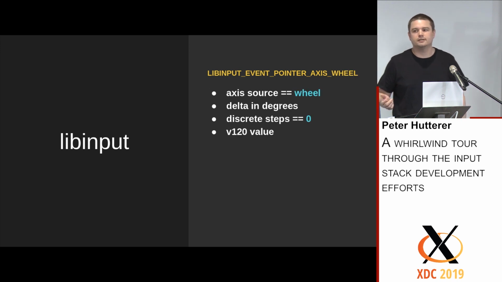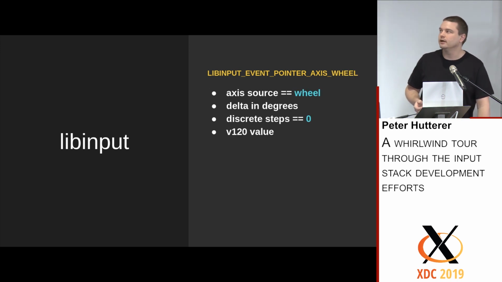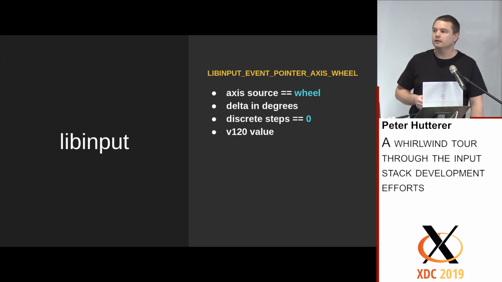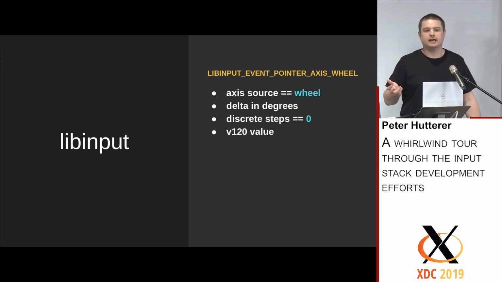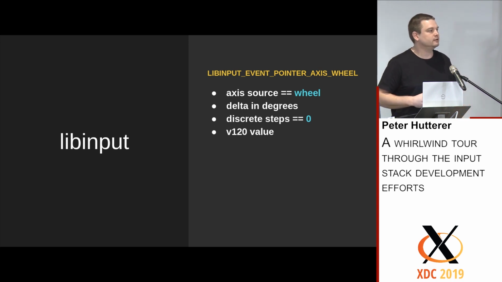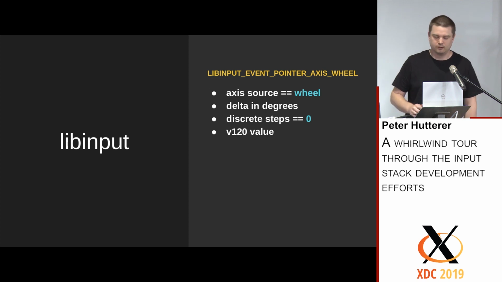So the only solution to that is basically we need to add a new input event to libinput, creatively named pointer axis wheel, with the axis source hard-coded to wheel, because we only ever send that out for high-resolution wheels anyway. The delta in degrees, because now it's fine. Discrete steps is always 0, because instead of that, you now get the V120 value. I don't think I have to explain that. Same thing as the kernel gives you. And that seems to work quite fine.